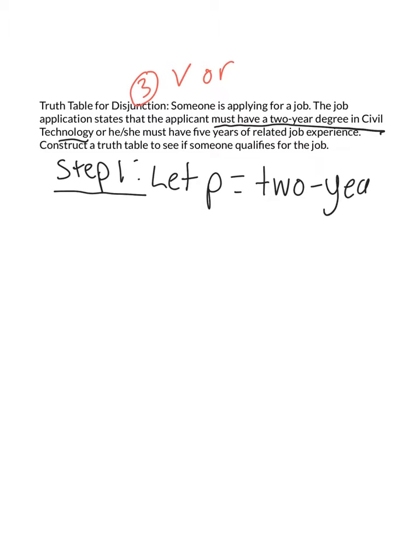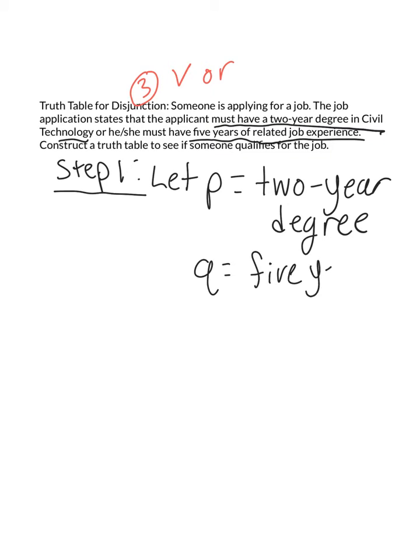First step I did not do for you this time. So we got to assign letters to represent all the ideas we're analyzing. So this is step 1. So the job application, the first idea it mentions is that the applicant must have the 2-year degree in civil technology. So I'm going to let P equal, and I'm just going to summarize it as 2-year degree. The second item after the word or says the applicant or they can have 5 years of related job experience. So I'm going to let Q represent the 5 years of experience.